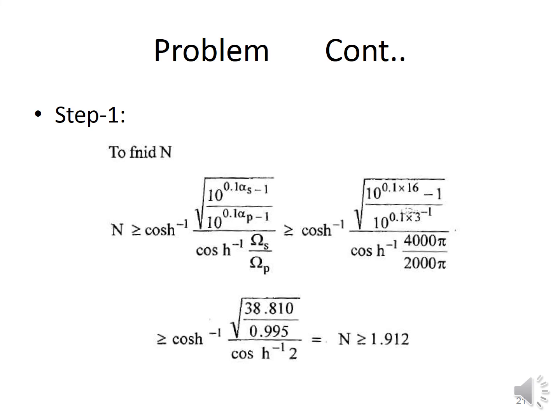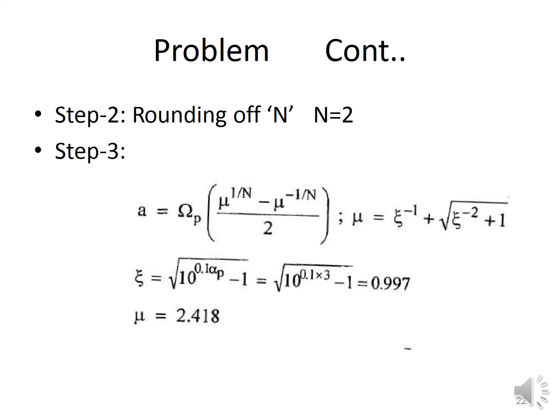The formula is n is greater than or equal to cosh inverse of root of ((10^(0.1 alpha s) minus 1) divided by (10^(0.1 alpha p) minus 1)), the whole divided by cosh inverse of omega s by omega p. By substituting the values we get n greater than or equal to 1.912. So round up to the next highest integer, so the value of n is 2.